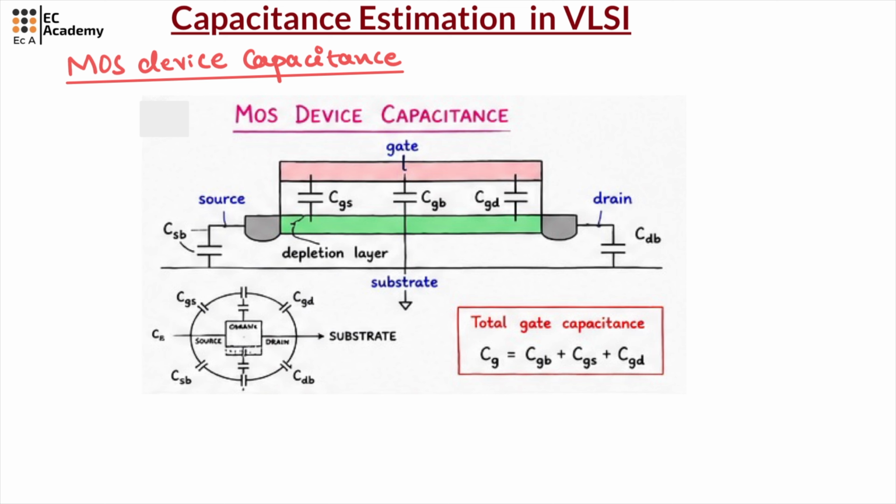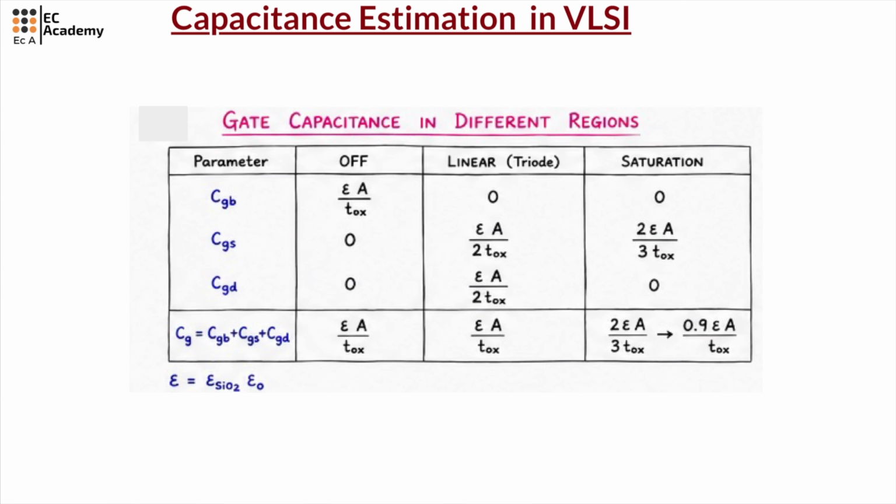So, MOS transistors have many capacitances, as represented in this diagram. Therefore, the total gate capacitance CG will be equal to CGB plus CGS plus CGD. So, CG is the gate to bulk capacitance plus gate to source capacitance plus gate to drain capacitance. This is a very important formula in VLSI. Now we will see how the gate capacitance changes in different operating regions.